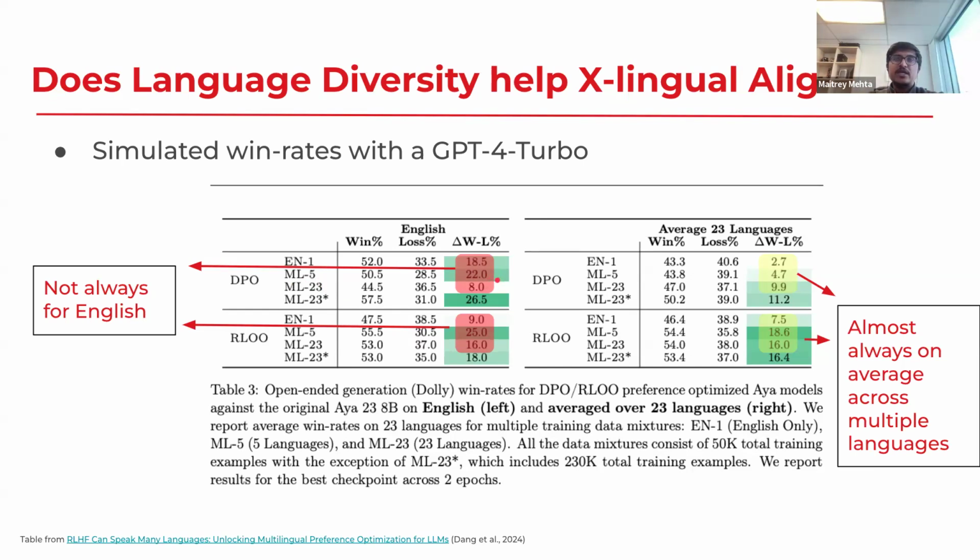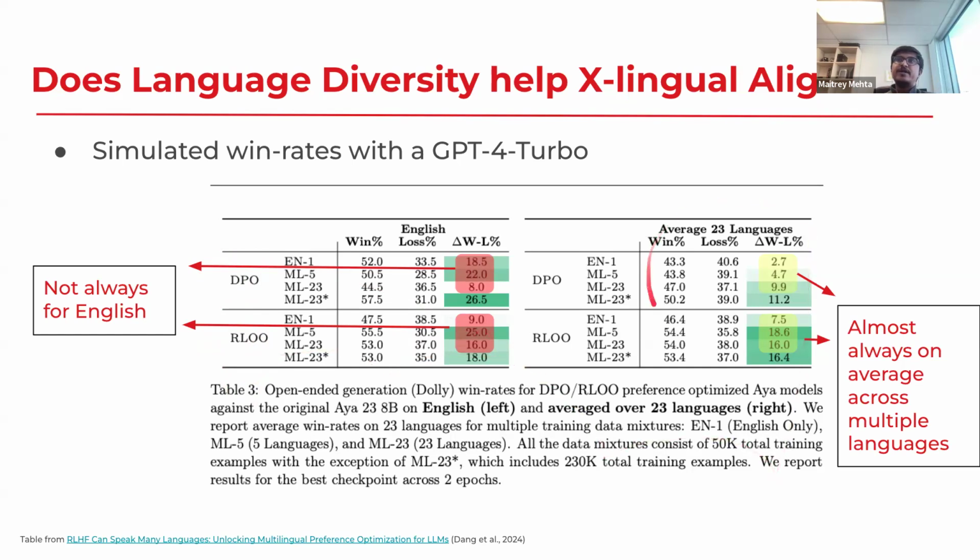But then when you add even more languages, it actually performs much worse, right? And the same trend is seen for a different alignment strategy. DPO is an offline alignment strategy. RLO is an online alignment strategy, right?